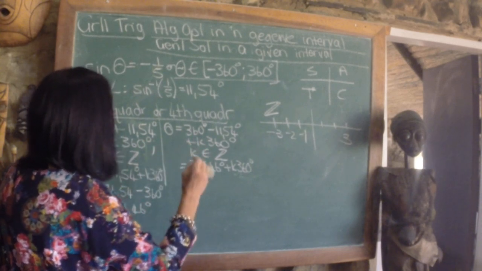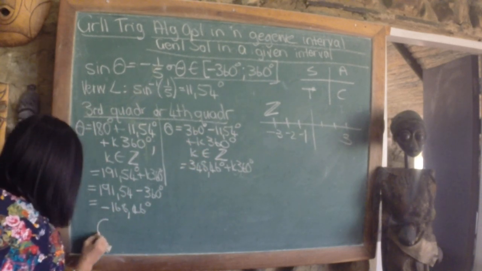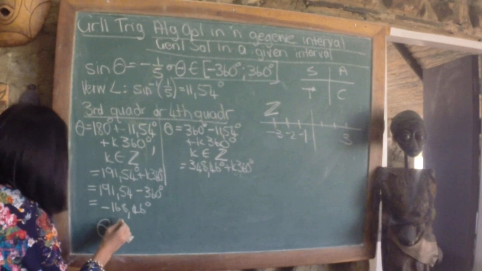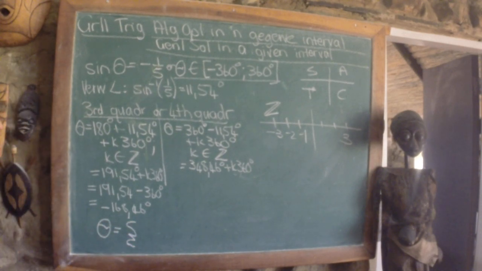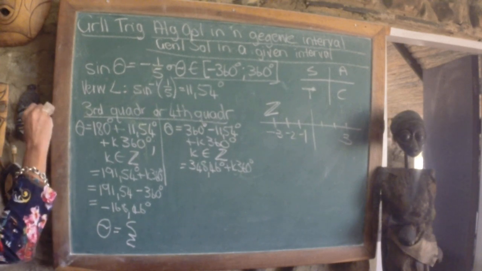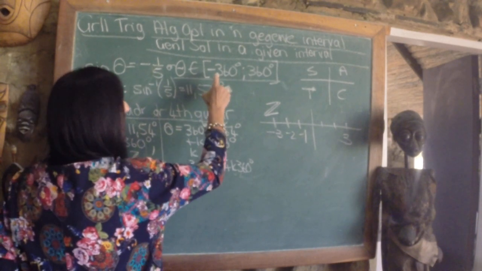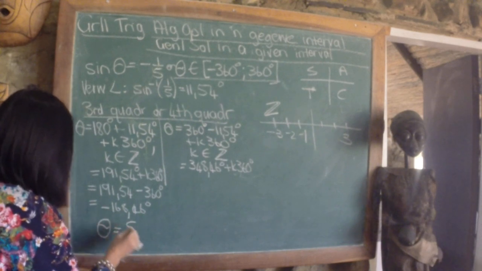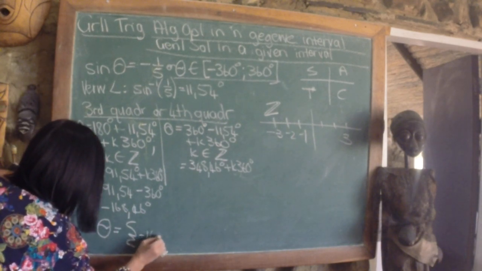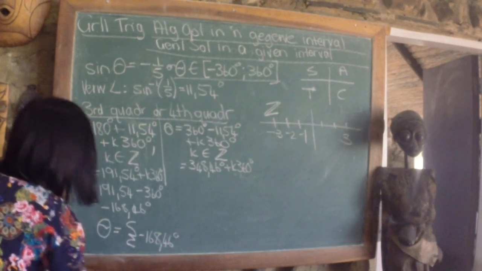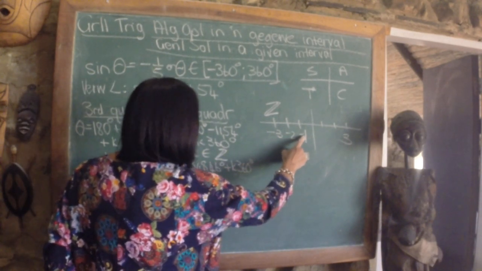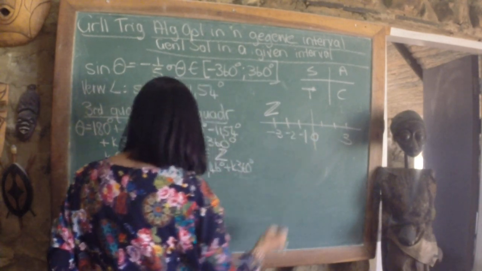So you can write a solution part, theta equals, and see that I use a set bracket because I'm going to give specific values within this interval. So the first one that I've now calculated that fits is minus 168,46 degrees. I've ended up at minus 1. Now I'm going to go to 0.